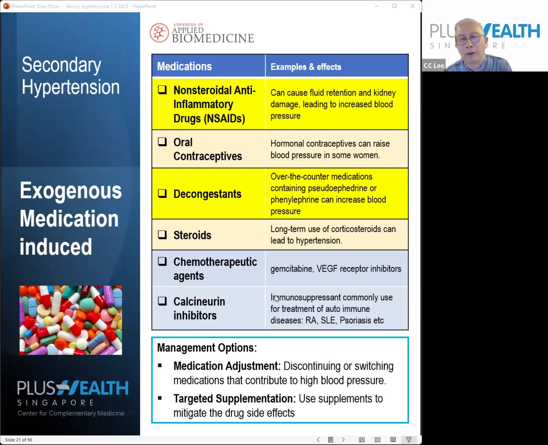But for all the others, you can actually use some supplements, which I will discuss shortly, to mitigate the drug side effect of hypertension. This is where supplementation comes in, where you can make use of supplementation to help reduce the hypertension risk or mitigate the hypertension.